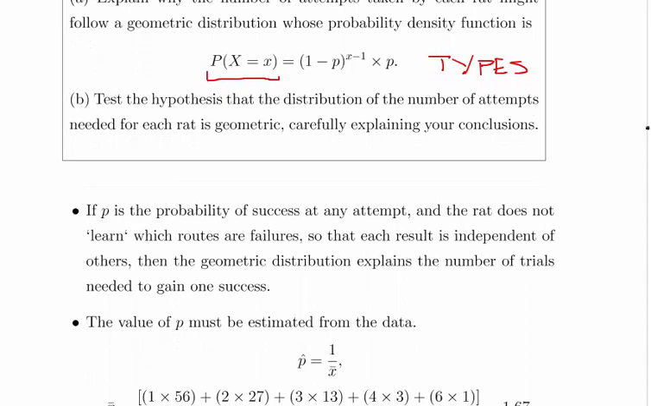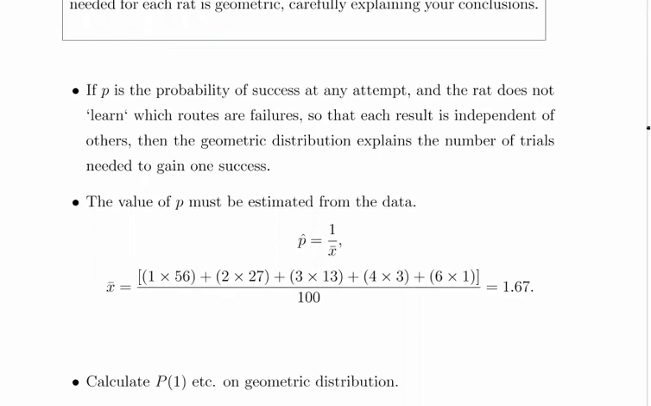Now test the hypothesis that the distribution of the number of attempts needed for each rat is geometric, carefully explaining your conclusions. Okay, so anyway, let's begin. If p is the probability of success at any given attempt, and the rat does not learn which routes are failures, so that each result is independent of the others, then the geometric distribution explains the number of trials needed to gain one success.